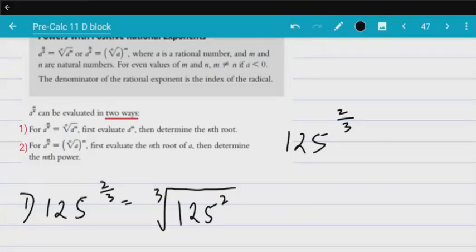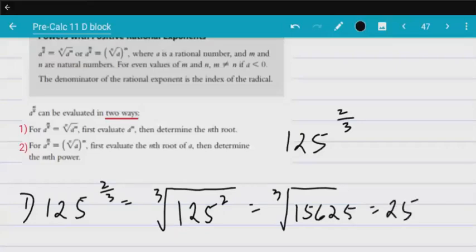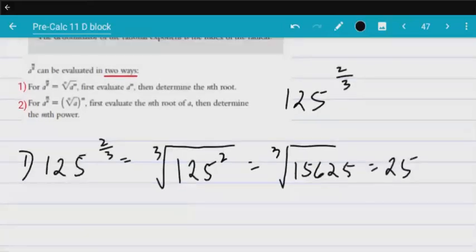All right. So this would be the cube root of 15,625, following the first way, which is to square it. And now I'm going to get the cube root of 15,625, and that would be 25. Some of you might say, how will I know it's 25? Well, that's why it is nice to see that this can be done in two ways. All right. What about the second way?